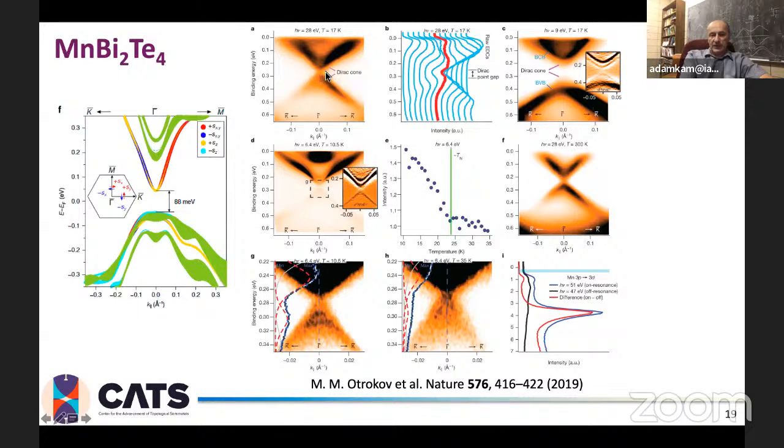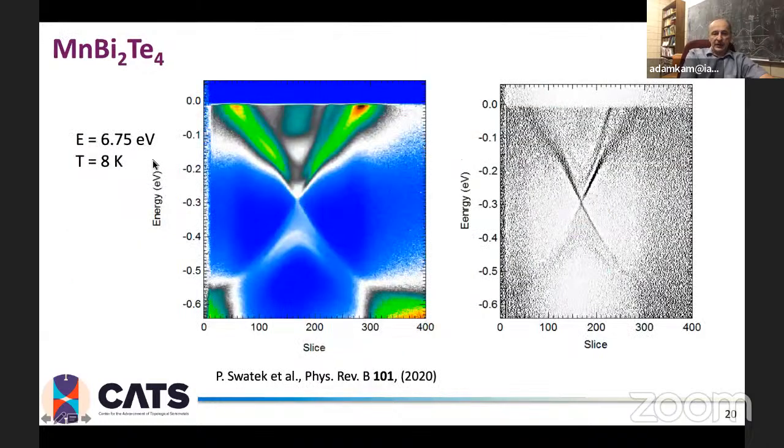Now, this was a particularly controversial issue, and there are, I think, a couple of dozen papers stating there is actually a temperature-dependent gap in this material. There's another couple of dozen papers stating there is no gap that opens with temperature. Our own measurements actually showed that down to 8 Kelvin, we don't observe any gap in the Dirac cone. The data on the right is a second derivative of the data on the left, and you can see there is a Dirac cone without any gap present.